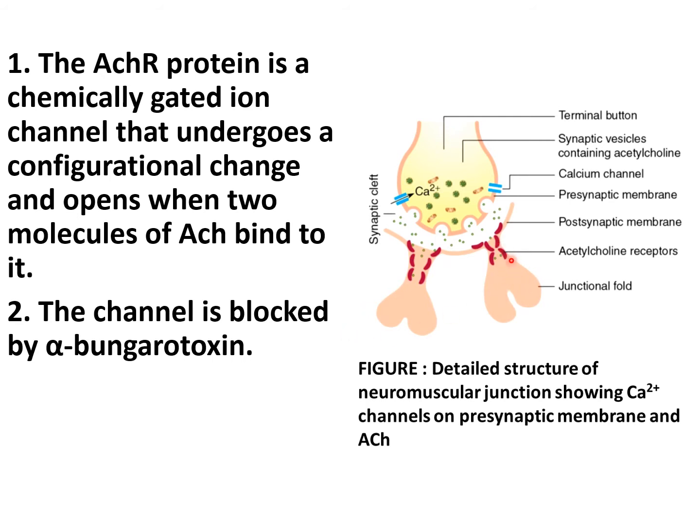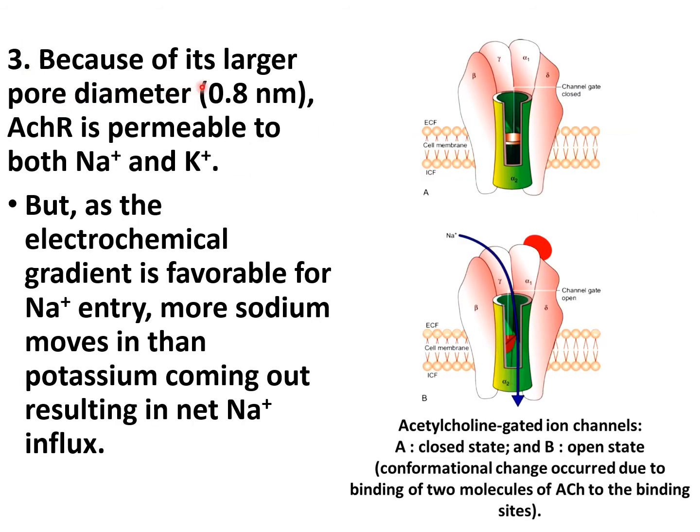These all are acetylcholine receptors. When two molecules of acetylcholine bind to these receptors, a conformational change occurs in the channel. Because of its large pore diameter, it is permeable to both ions, sodium and potassium. But as the electrochemical gradient is favorable for sodium entry, more sodium moves in than potassium goes out. This results in a net sodium influx.